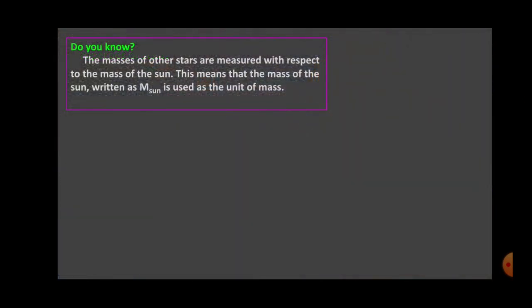Now there is an information given in the textbook. Do you know? The masses of other stars are measured with respect to the mass of the sun. So the other stars are compared with the mass of the sun, which means that the mass of the sun, written as capital M sun, is used as the unit of mass. Right? Did you get it? That the mass of the sun is used to compare the mass of the other stars. Right?